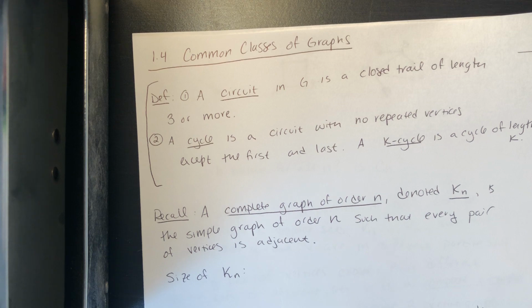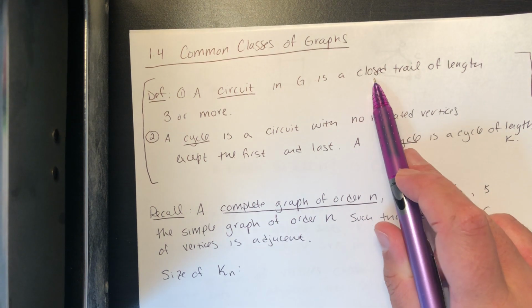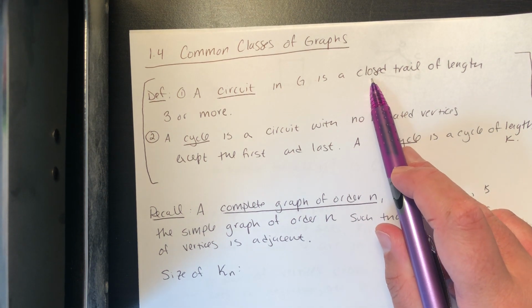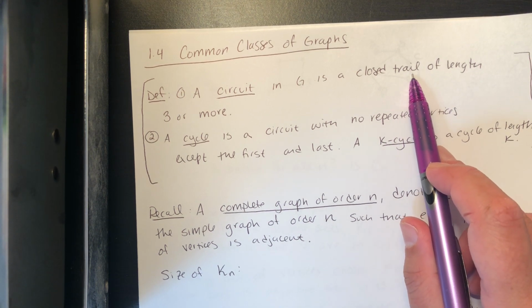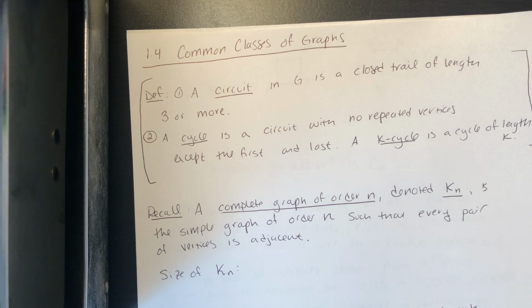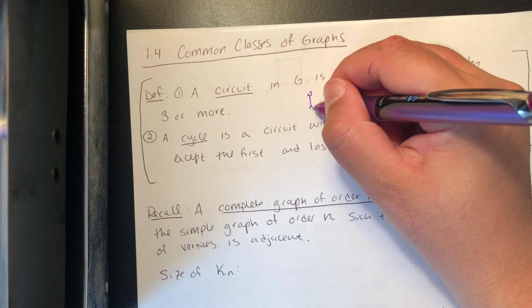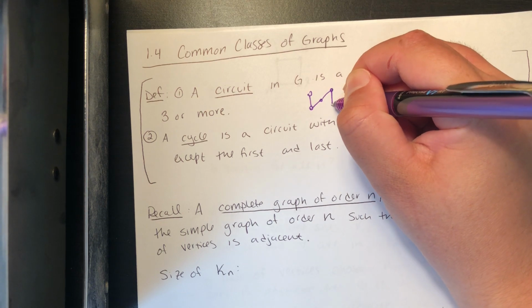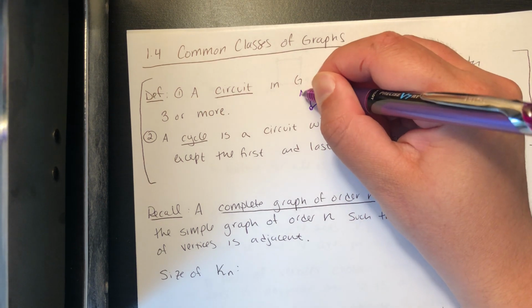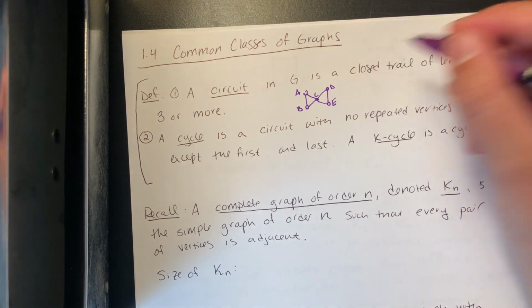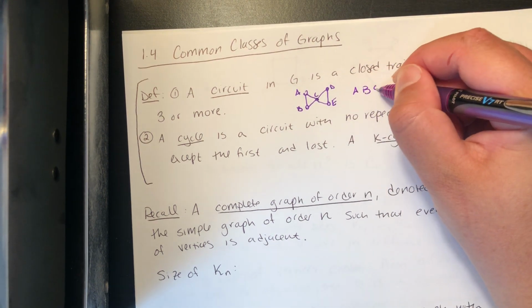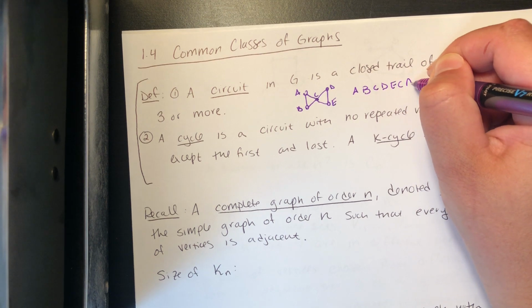All right, so let's remember what this means here. Closed means it starts and it ends in the same vertex. And a trail means it's a special type of a walk where potentially you're allowed to repeat vertices, but you cannot repeat any edges. Right, so a circuit might be something like this. Right, A, B, C, D, E. So a circuit might be something like A, B, C, D, E, C, A.